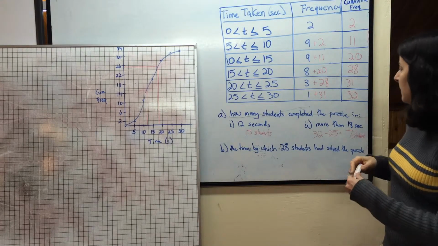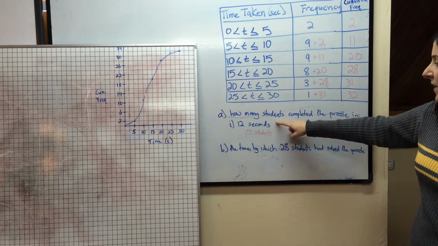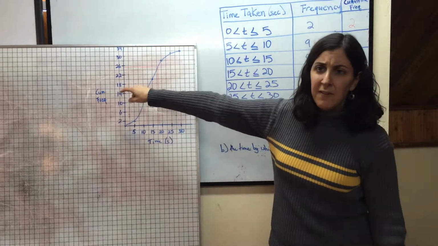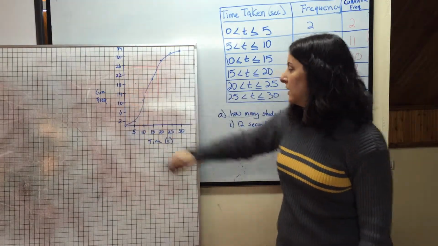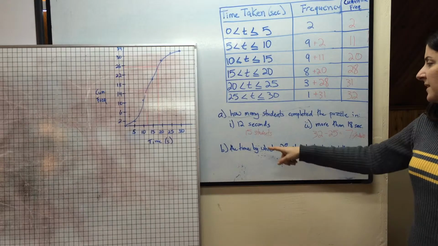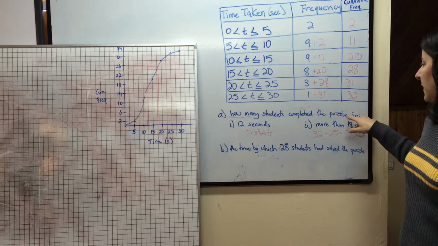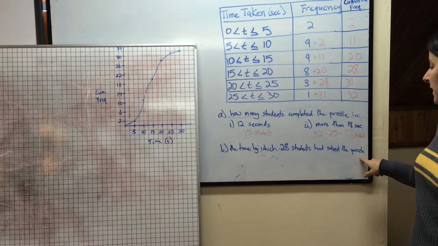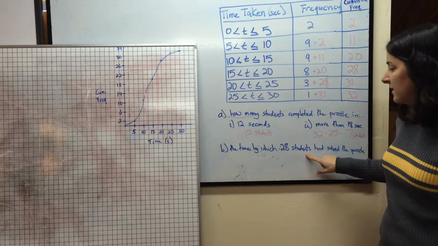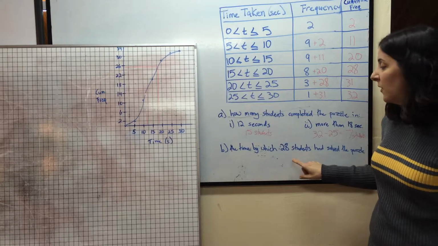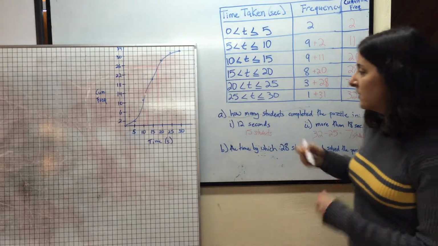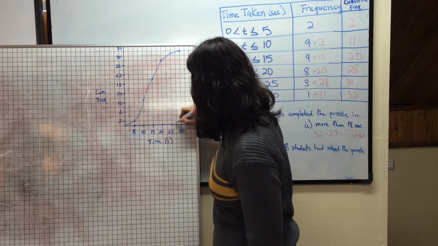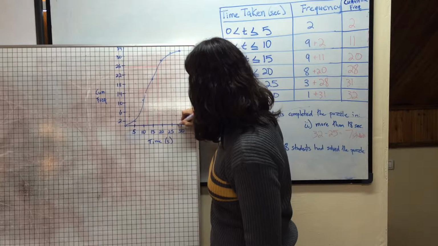So again, if they ask you about how many students finished it, we begin with the time, and then our answer is how many students. So we look at the students. This question is asking us the opposite. It says, how many students completed the puzzle in the time by which 28 students had solved the puzzle? So they're giving us the students, 28 students, and they want to know the time. So we want to go to 28. Again, I shouldn't have done my counting this way, it makes it difficult. This is 27.5, so we'll go to 28.